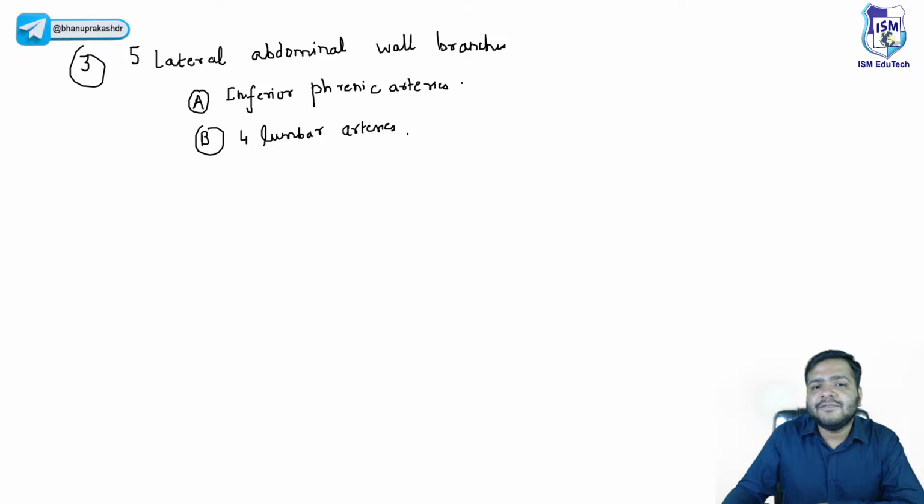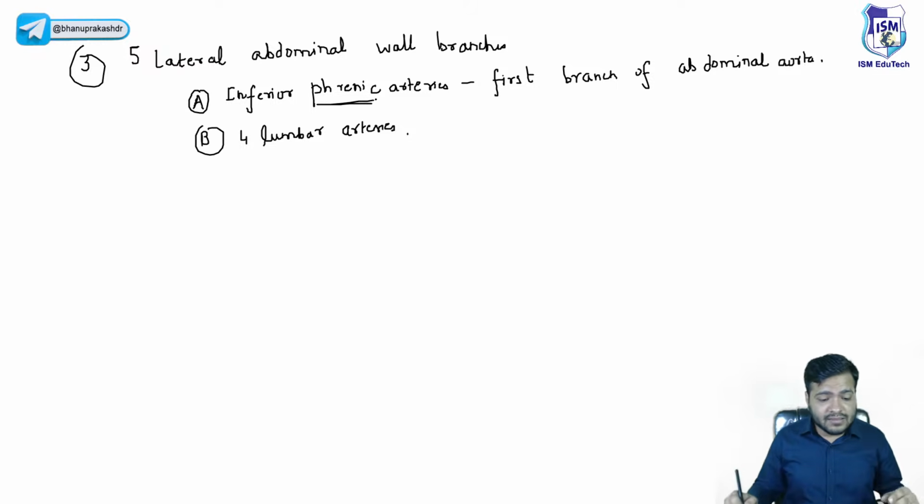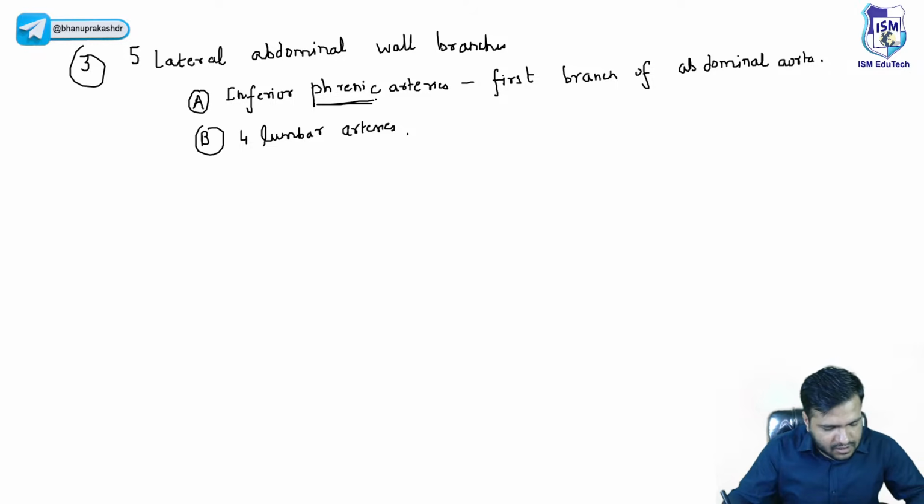And remember guys, the inferior phrenic arteries, the right and the left one, are the first branch of the abdominal aorta. And I want every one of you to tell me: phrenic means it will supply which particular part?